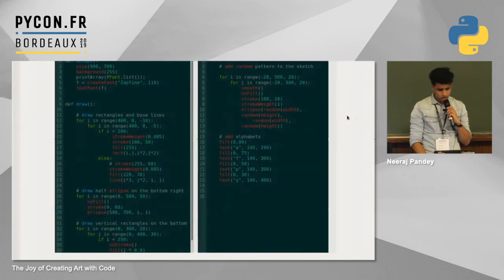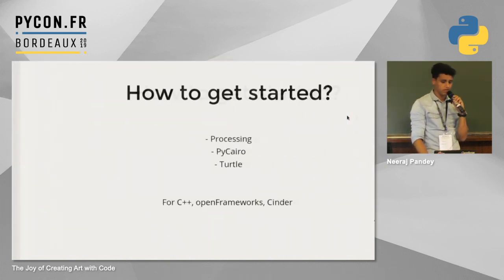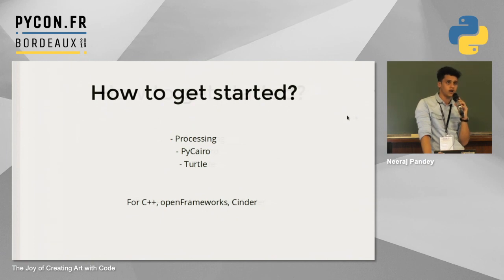Okay, so how do you get started if you want to start working with generative art? The best way is to start working on Processing, because Processing now has Python mode, and you can even add shaders and use WebGL. You can use PyCairo, a Python extension for the Cairo graphics library. If you're the ultimate beginner, you can use Turtle for creating some very aesthetic art forms.